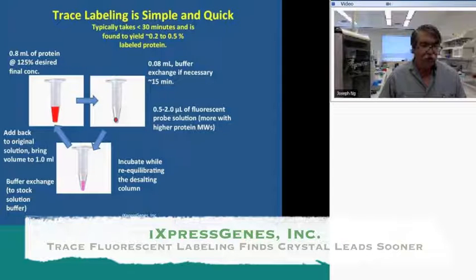Okay, so we do the final desalting back into the protein buffer, take what passes through from there, and add that back to the original solution, and bring the volume up to 1 milliliter. And we have our labeled solution.